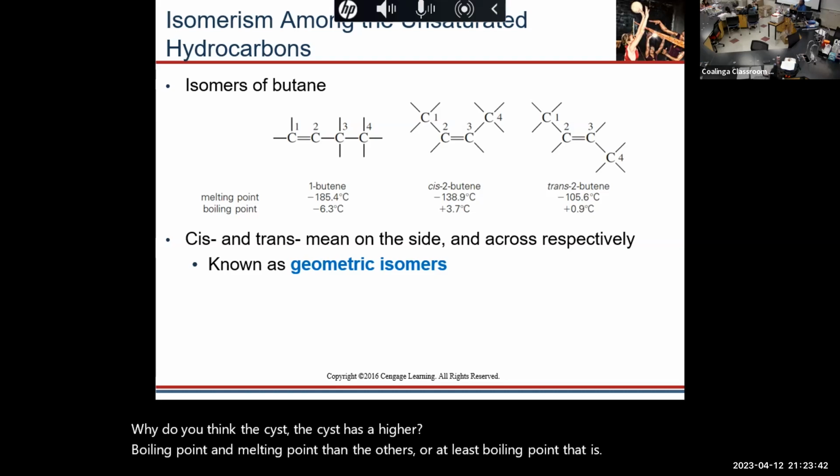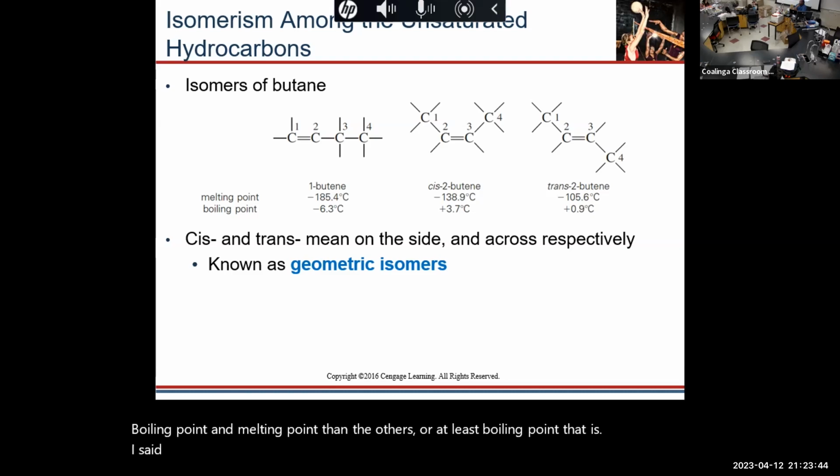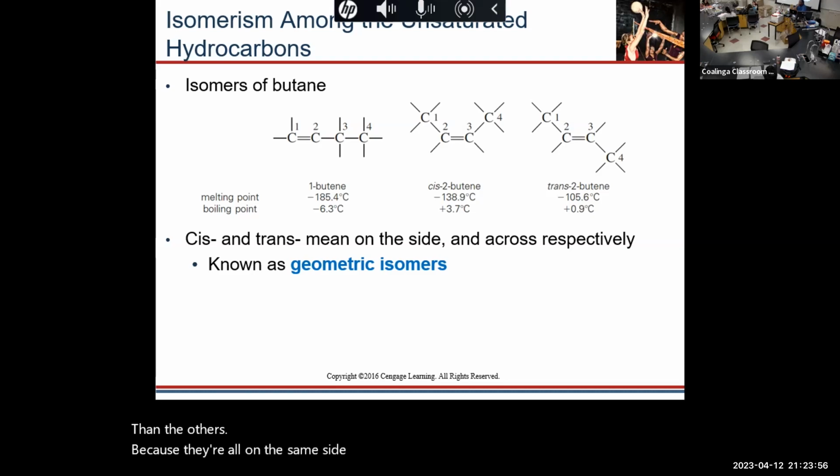Looking at the structures, why do you think cis has a higher boiling point than the others? Because they're all on the same side. More closely packed, less spread out.